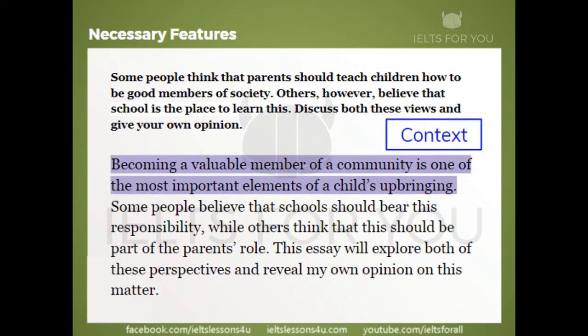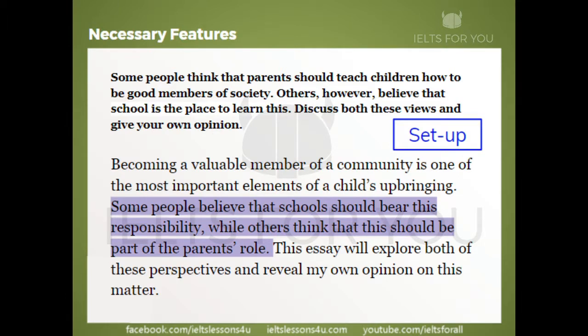First, we have a sentence that explains the context of the topic. Becoming a valuable member of a community is one of the most important elements of a child's upbringing. Okay, we have not discussed our idea yet in our essay, but we have introduced the topic.